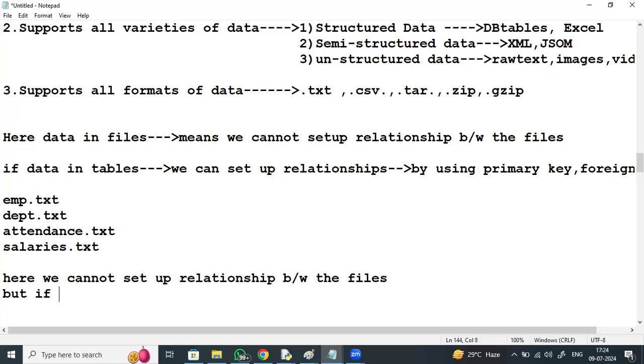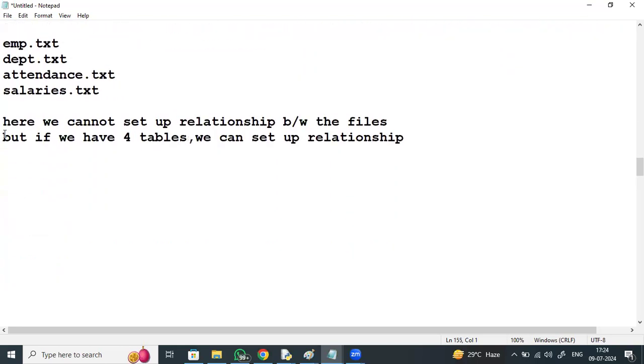But if we have tables, we can set up relationships. For example, I got some tables: orders, sales transactions, customers, products.